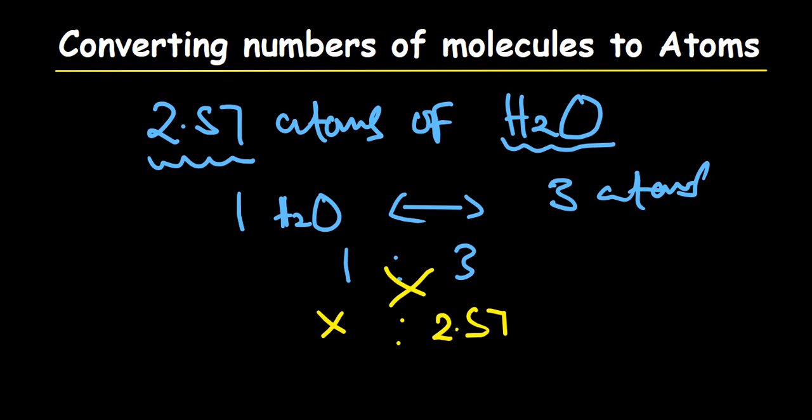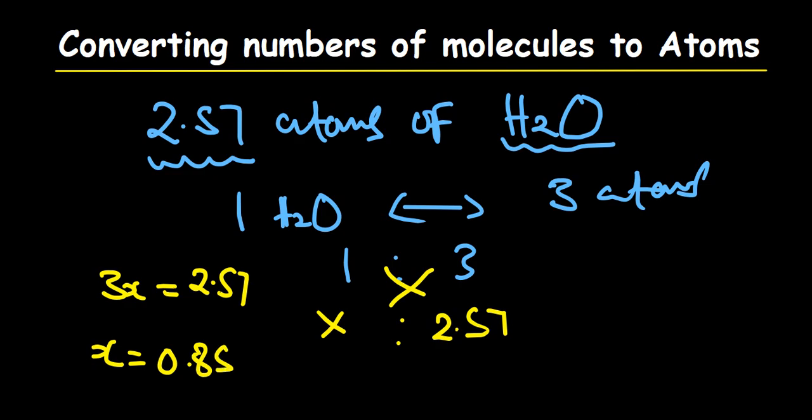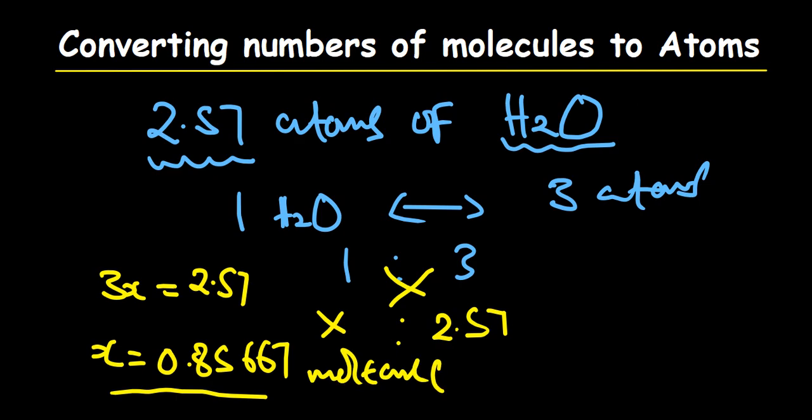We are going to get 3x equals 1 multiplied by 2.57, which is still 2.57. We are finding x, so we are dividing both sides by what? By 3. So 2.57 divided by 3, I'm going to get 0.85667. So this here will be the number of molecules where you can find this number of atoms.